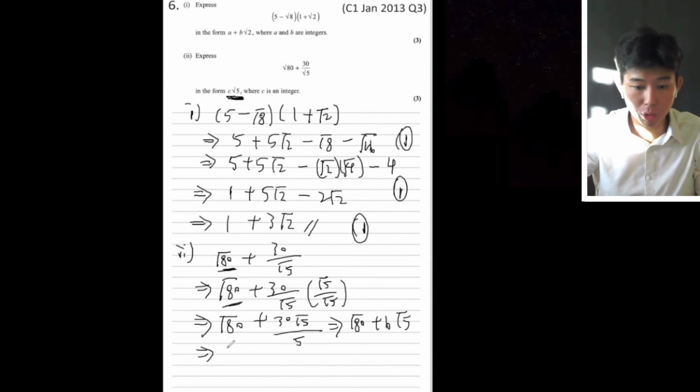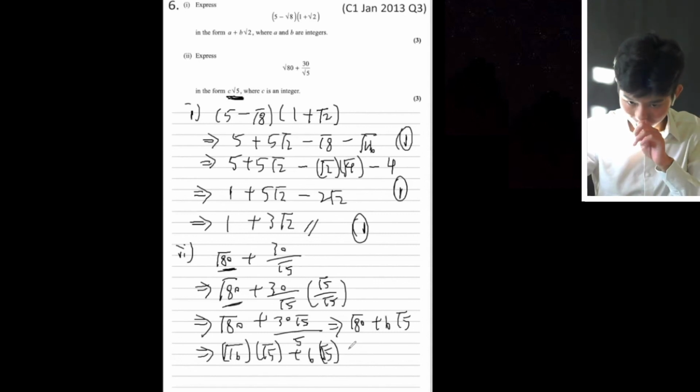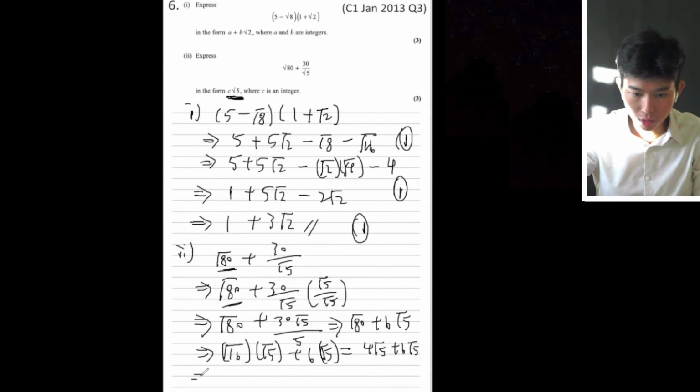So root 80 would be equals to root 16 times the root 5 plus 6 root 5, which would be equals to 4 root 5 plus 6 root 5, which is 10 root 5. And that would be the answer. So yeah, 1 mark for the method, 1 mark for the working step, and 1 mark for the final.